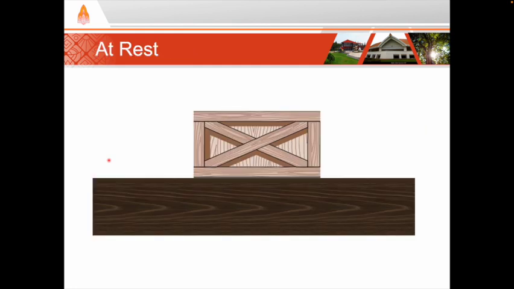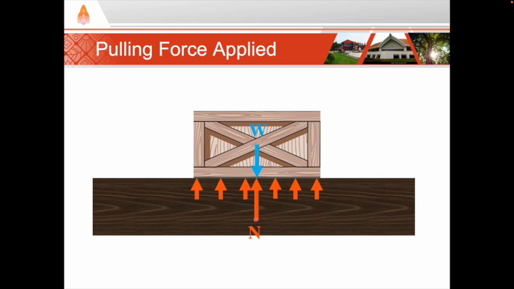So imagine we have this box sitting on a rough surface. The box has a weight W, and there is also a normal force N pushing back up on the box. That force N is actually a distributed load, but we can simplify it to an equivalent concentrated force. If we start to apply a force P to pull the box, some things will change.